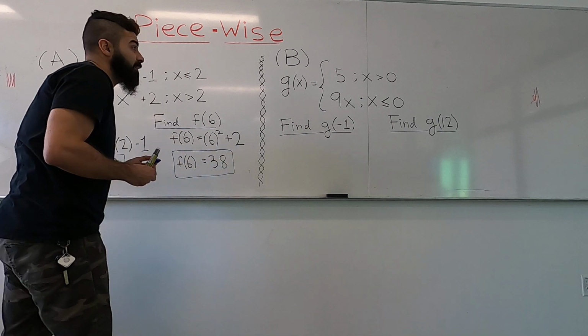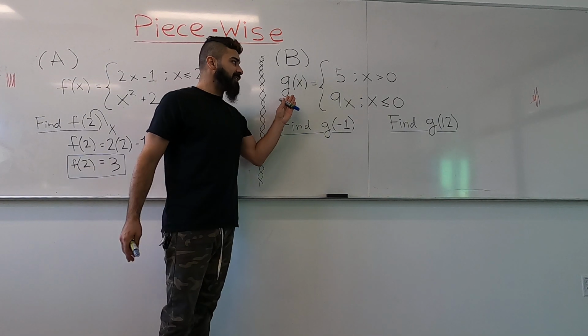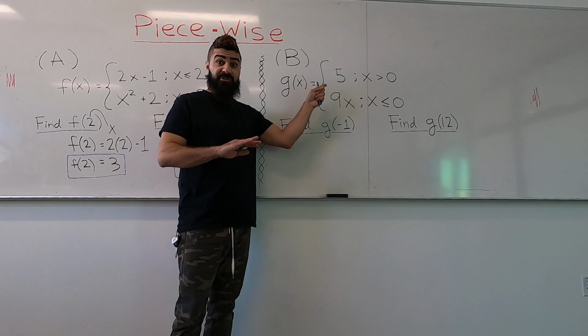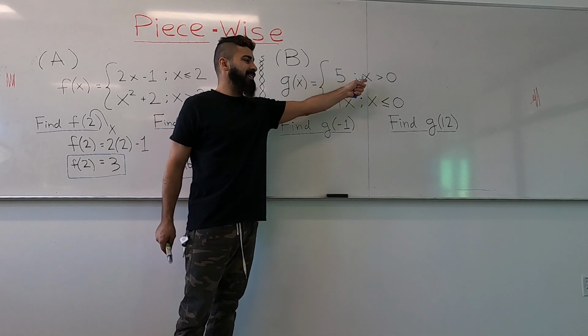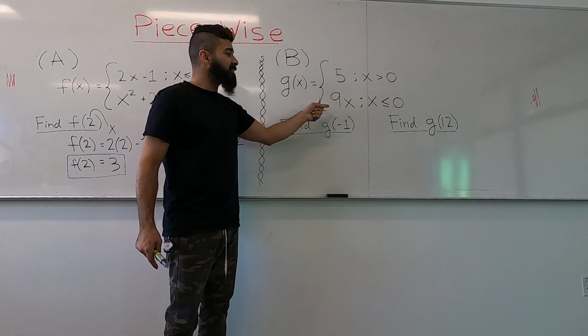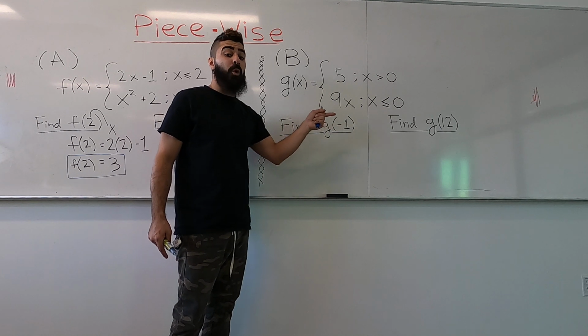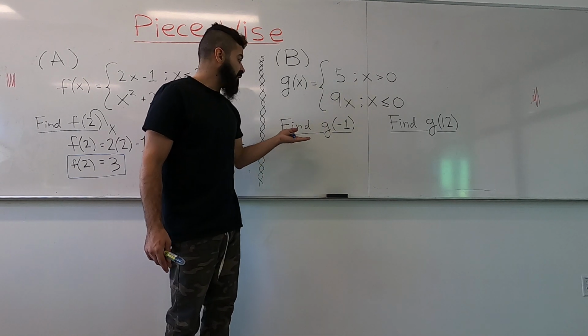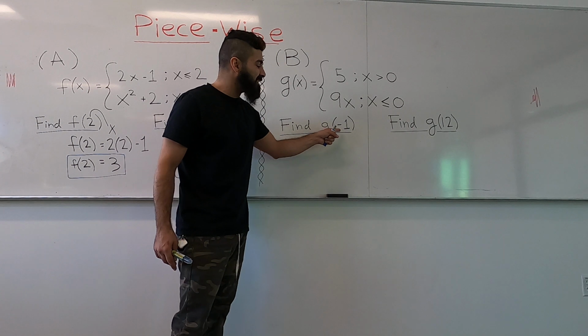Okay, moving on. Example B. g of x is always equal to just 5 whenever x is greater than 0, and it's equal to 9x whenever x is less than or equal to 0. Okay? So first we want to find g of negative 1.